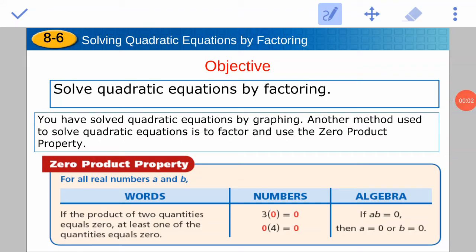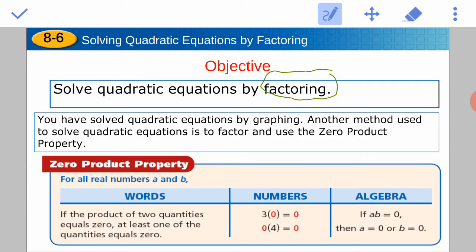Hello Algebra 1 students, welcome to section 8-6, solving quadratic equations by factoring. In the previous section 8-5 you learned how to solve quadratic equations by graphing, and you learned that there are three different scenarios of the solutions. The first scenario is two solutions, the second scenario is one solution, and the third scenario is no solutions. Today you're going to learn how to solve quadratic equations algebraically by factoring.